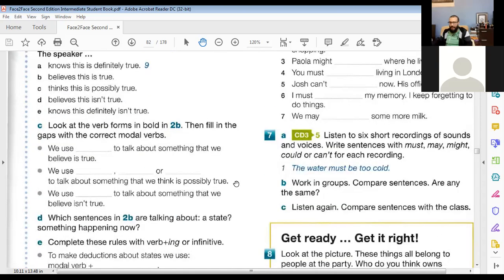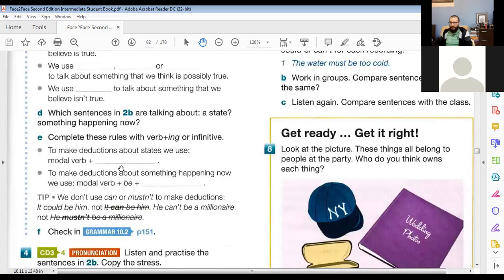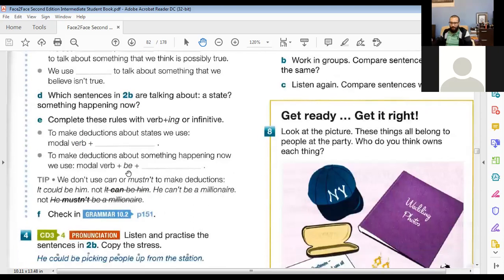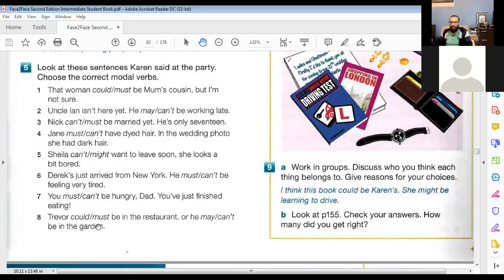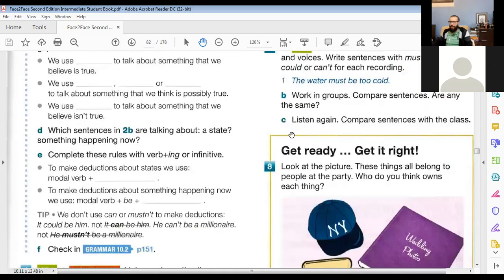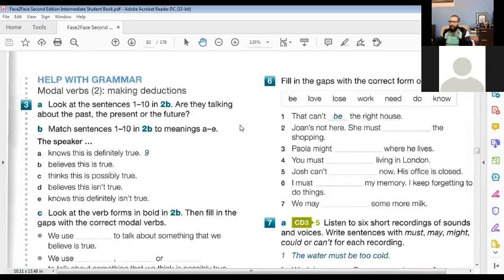All right. And there's a rule here that says if it's a deduction about state, we use modal verb plus infinitive. But if it's a deduction about something happening now, we use a modal verb plus verb to be plus verb plus ing. So this is the rule. We completed number 5. Now let's talk about number 6 here. It says, fill in the gaps with the correct form of these verbs.